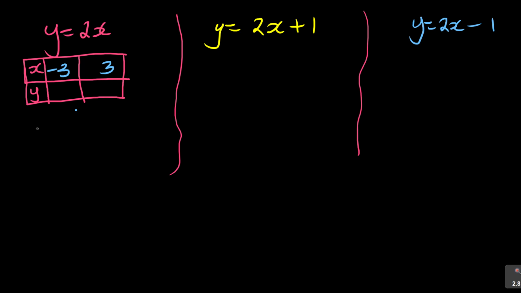What about y? This is what you do. You say when x is equal to minus 3, then you're going to substitute in y is equal to 2x. Right, but you're saying y is equal to 2, but what is x? x is minus 3.